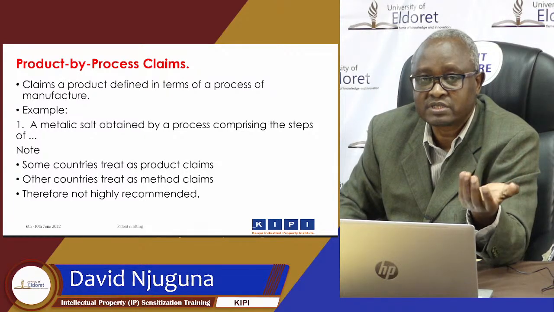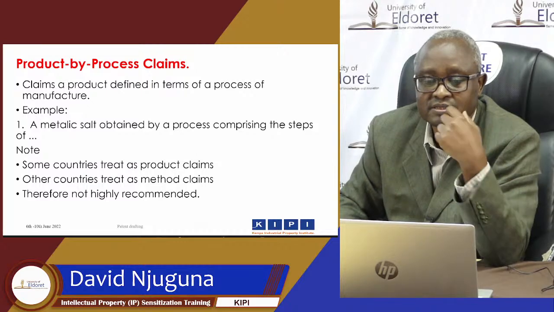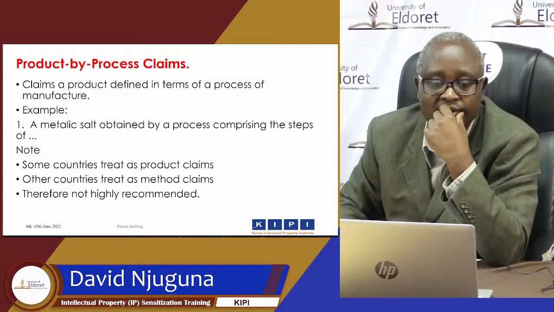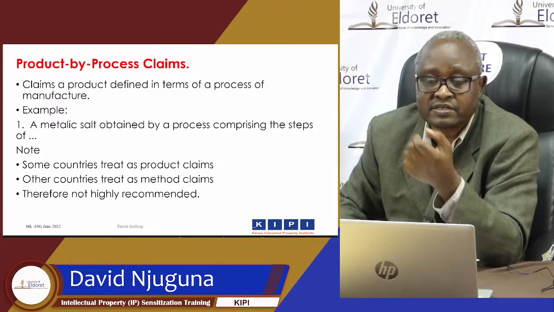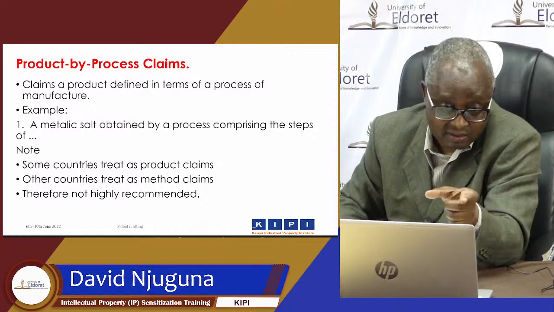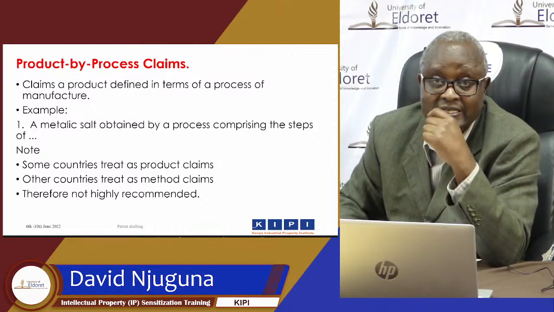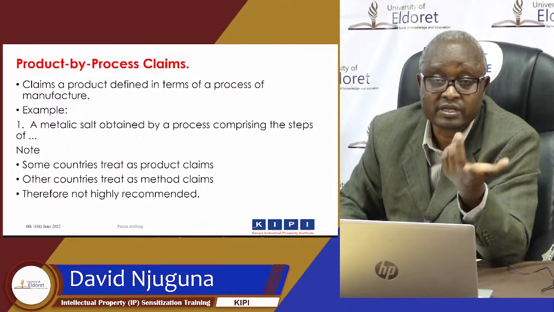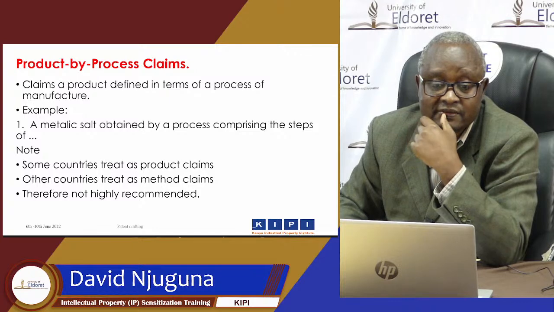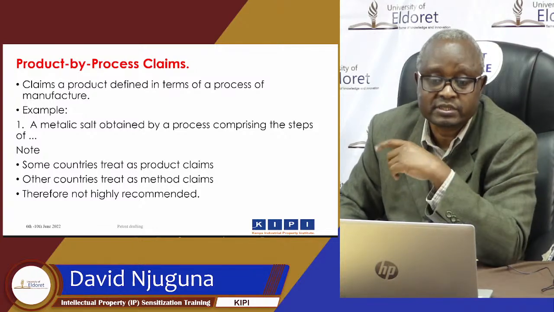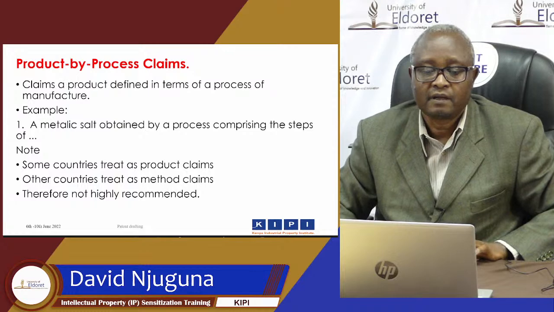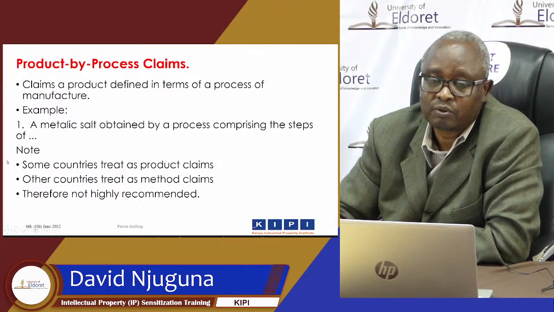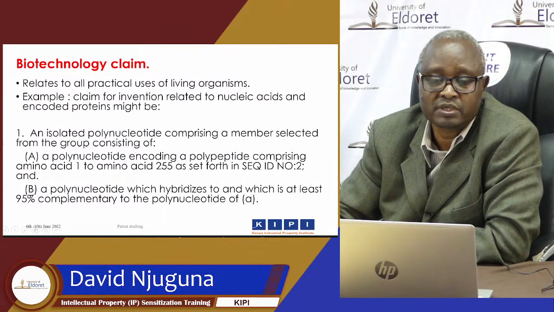Yeah, you are not saying what this salt is, but you are defining it by the process by which it's made. Some countries treat it as a product claim, so they look at the salt, for example, in that claim. They'll examine the salt, see whether it's already identified elsewhere. Was it existing? Other countries will treat it as a method. It's not recommended to have such claims, product by the process that is used to make it.